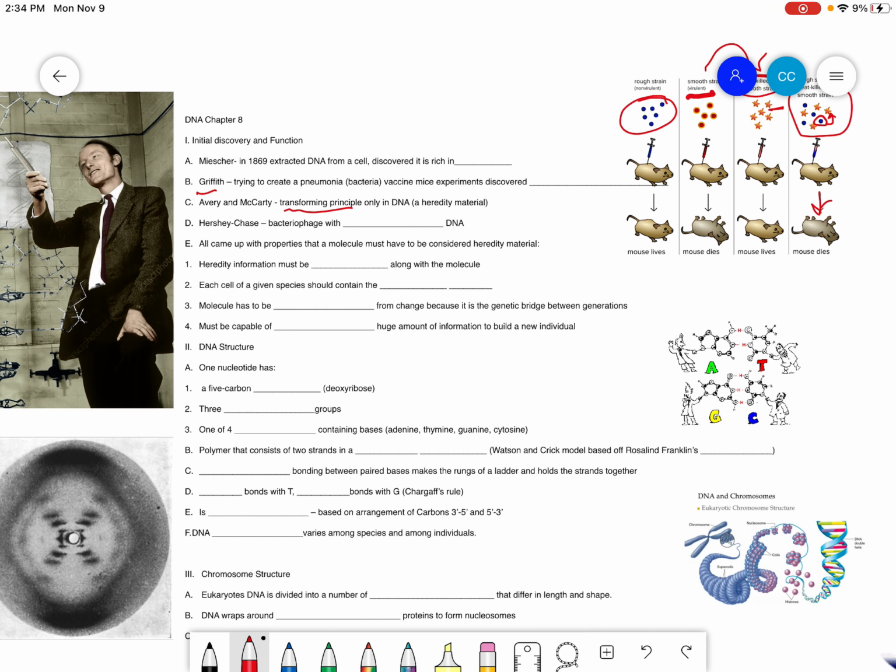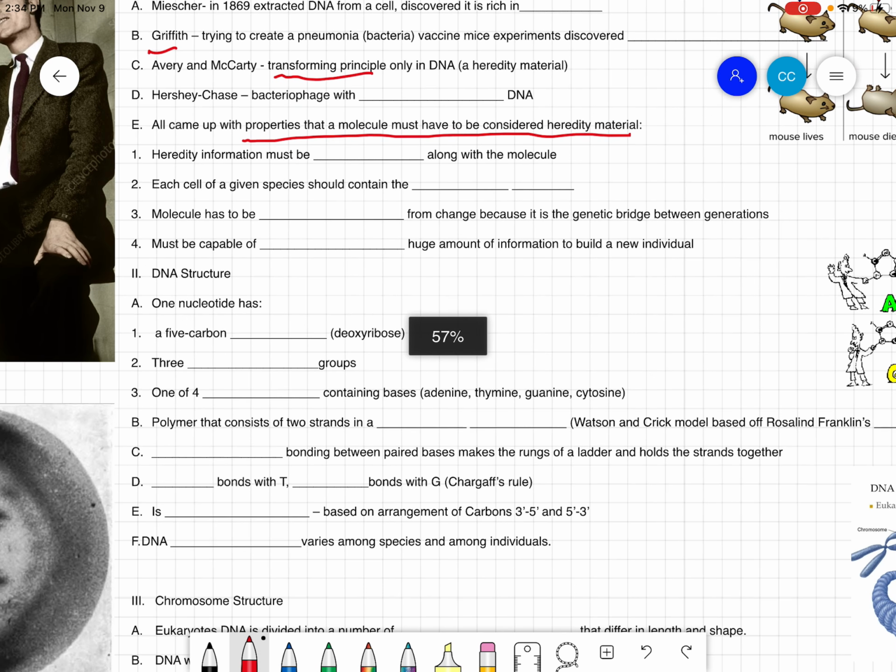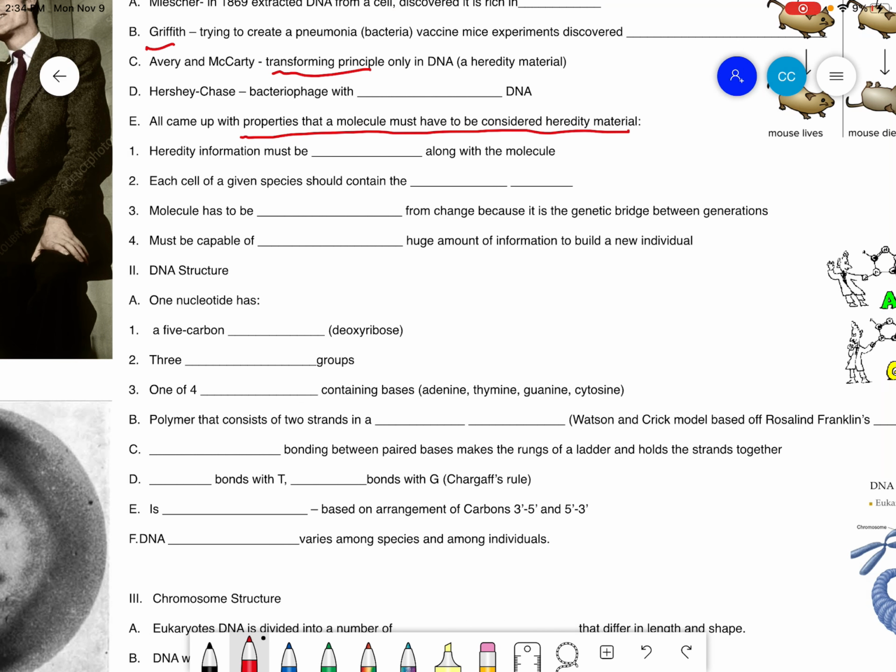So all of these scientists came up with different properties that a molecule must have in order to be considered a hereditary material. The first one is that hereditary information must be transferred along with the molecule. That's what we were talking about in Griffith's experiment, where it not only picked up the molecule, but it changed what that bacteria could do.